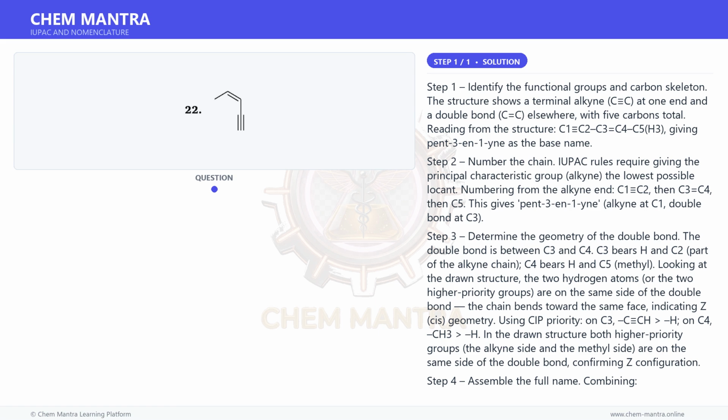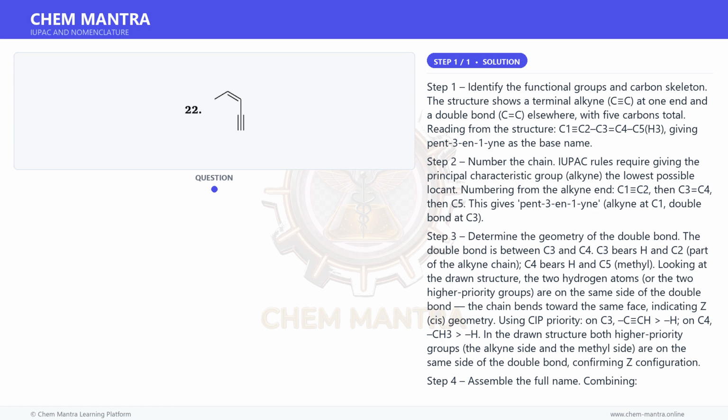Using CIP priority, on C3: C≡CH, H. On C4: CH3, H. In the drawn structure, both higher priority groups, the alkyne side and the methyl side, are on the same side of the double bond, confirming Z configuration.